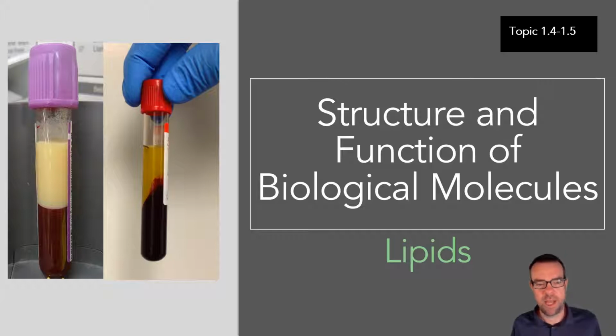So that top yellow portion is actually fat. So this person could just have a very poor diet and be in very poor health, or it could also be that they just didn't fast before they went for their blood sample. But in either case, having that much lipid in your blood is not good for you.